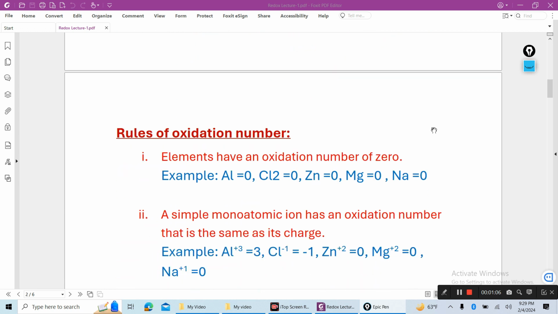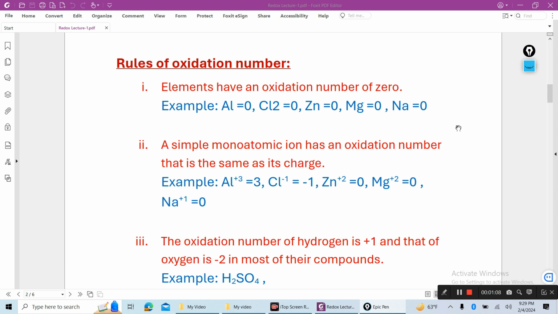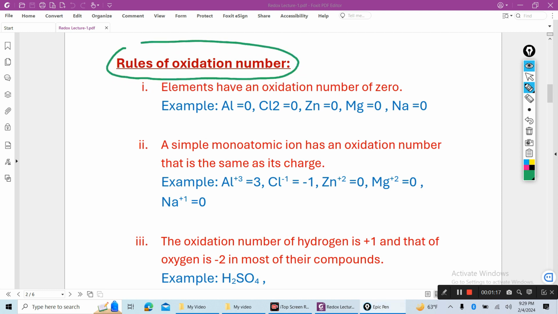Let's move. Now first, rules of oxidation number. You know what is oxidation number. At first we know what is oxidation number.